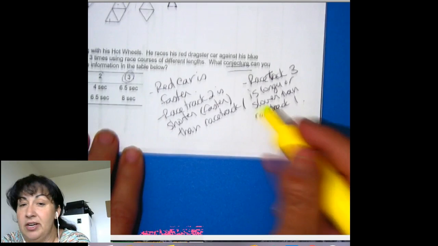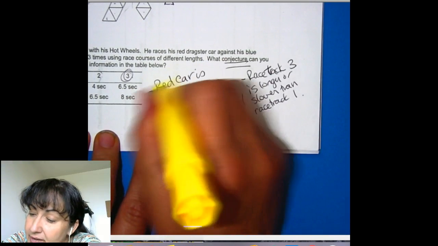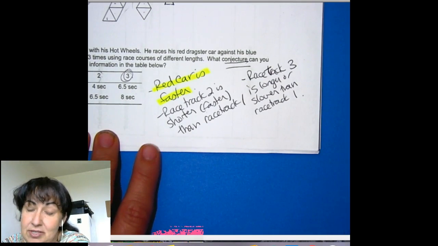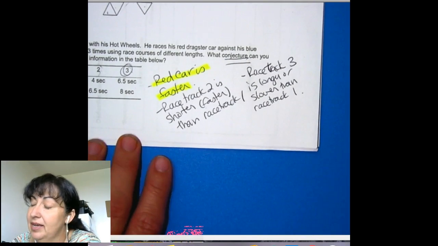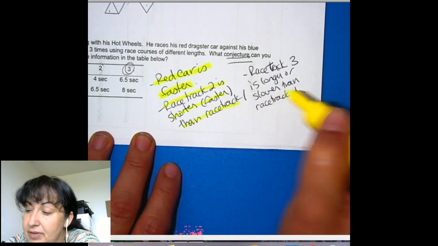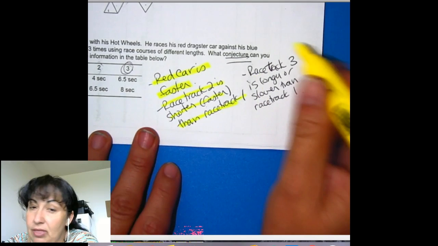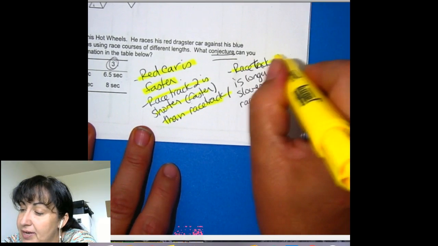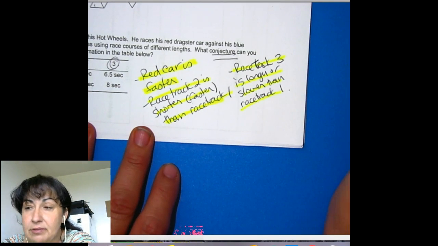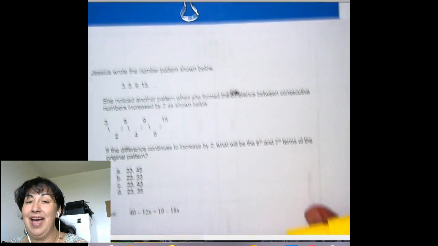So my 3 conjectures that I'm going to try to make is that the red race car is faster than the blue. Okay, I should have finished that sentence probably. The second conjecture is that racetrack 2 is shorter or faster than racetrack 1. And the third conjecture that I made was that racetrack 3 is longer or slower than racetrack 1. Okay, let's go ahead and flip our page and look at number 9.